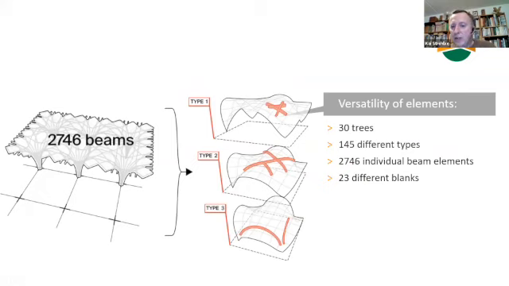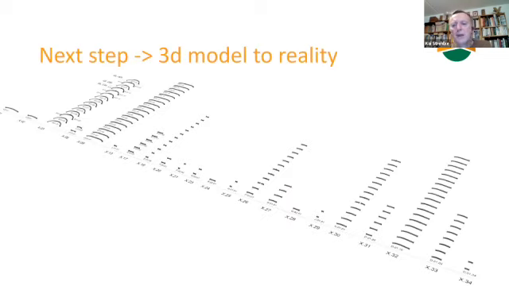In the project of the Cambridge Mosque, we had 30 trees, 145 different types, 2,746 individual beam elements, and they were all produced out of 23 different blanks. One tree had 22 kinds of normal types, but some parts were connected to a glass window, some parts were connected to a wall. Very often these beams were quite similar, but they had some changes and different kinds of connections. So from design to production, we got really this kind of Lego system.